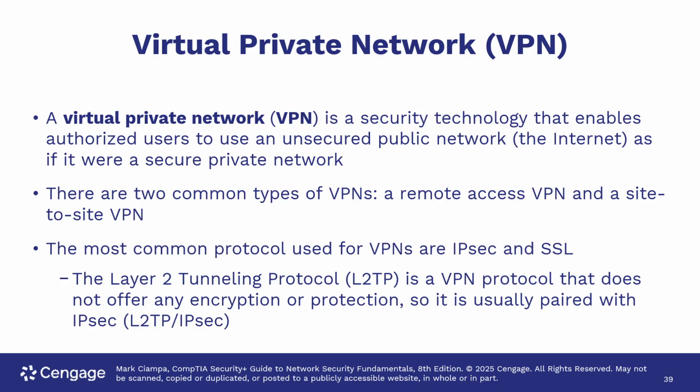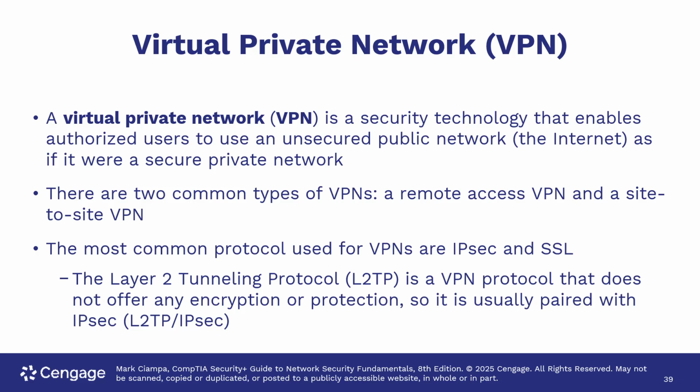A virtual private network is a securing technology that enables authorized users to use an unsecured public network, the internet, as if it were a secured private network. Say you have an insurance company like New York Life, up in New York, where we're here in Ohio, and a New York agent needs to get onto the New York Life network. They can use a virtual private network through the public internet and do their work. So there are two types of VPNs: a remote access VPN and a site-to-site VPN.